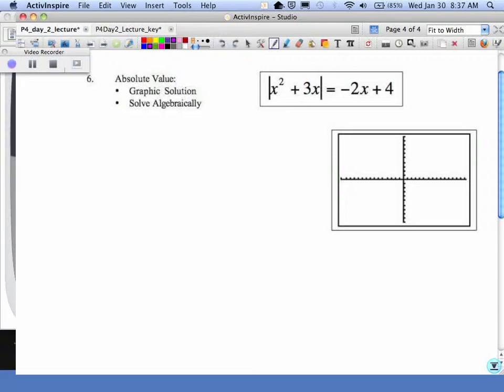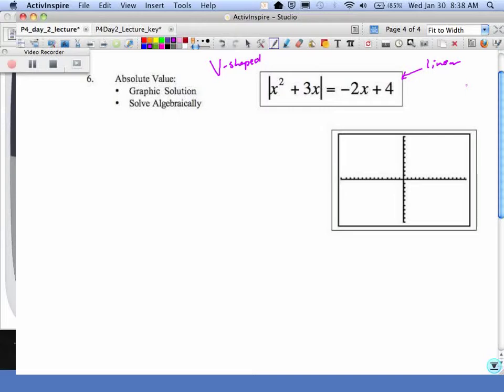I'm going to do the algebraic solution first, and we're going to use the calculator to check our answer. But hopefully what you understand is that this is a V-shaped graph, right? And this is linear. So how many times can a line hit the V? Twice, right? Or 0 times. So our choices are 2, 1, or 0. No more, no less.